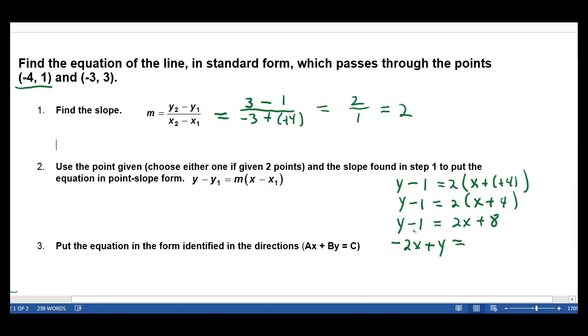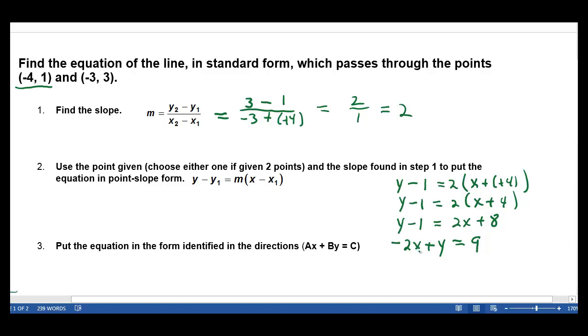And now we're going to move the -1 from the left to the right, so we take its opposite to do that. So here we have a positive 8. When we move the -1 from the left to the right, it becomes positive 1. So we have a positive 8 and a positive 1, which gives us a positive 9.